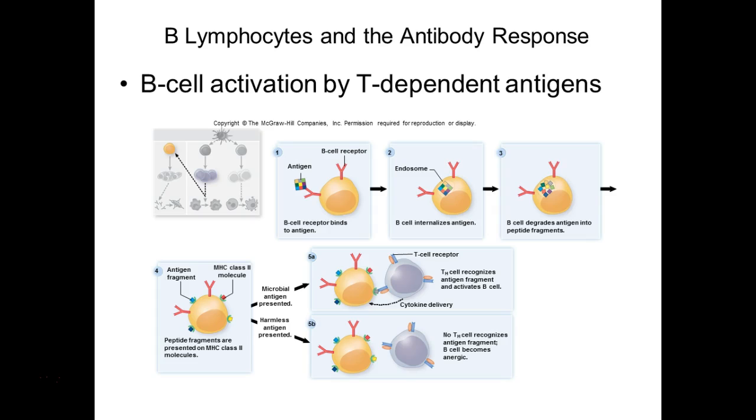So this is just showing you that the B cell, once it interacts with the antigen, is going to take it in internally. And it is going to present it on an MHC class 2. That will allow it to communicate with that helper T cell that can help in the activation. That's T-dependent antigens.